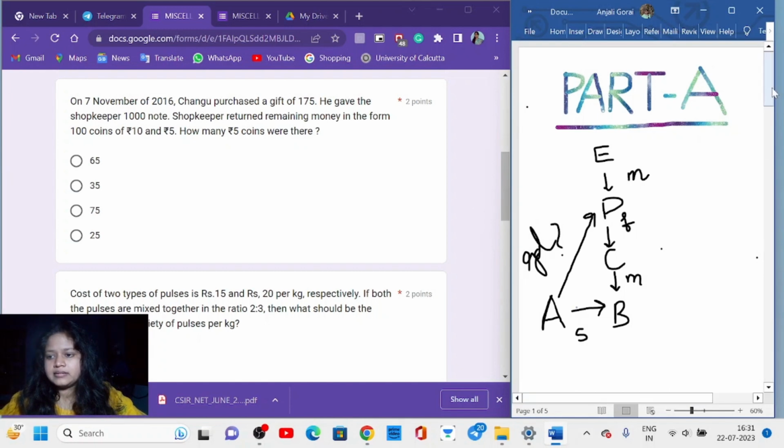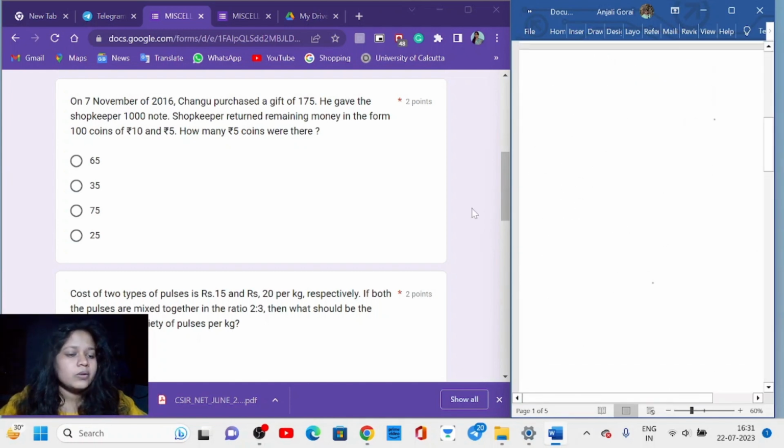Okay, let's start. Next page we're going to. This question says that on 7th November 2016, Changu Prasad bought a gift of 175. He gave the shopkeeper a 1000 note. The shopkeeper returned the remaining money in the form of 100 coins of 10 and 5 rupees. How many 5 rupee coins were there? It is really very easy and we can easily solve it. So how is that possible?